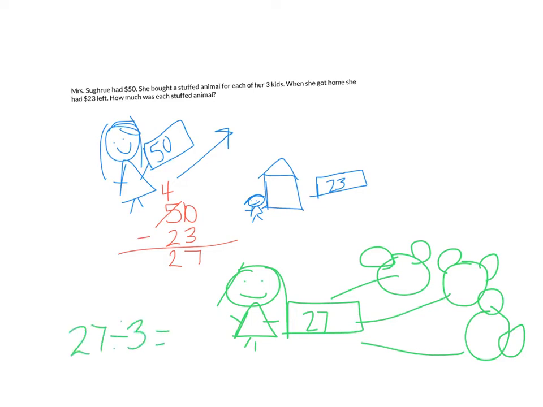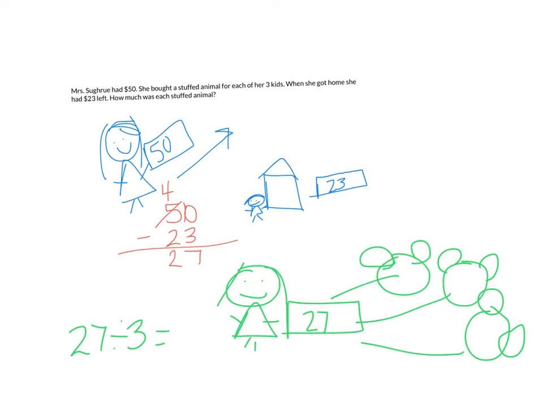Each stuffed animal was, I'm not very good at division, Mrs. Shagru. How do I do 27 divided by 3? You could make 3 equal groups if you wanted to and count it out, or you could do my favorite thing and skip count by 3s until you hit 27. Oh, 3, 6, 9, 12, 15, 18, 21, 24, 27.